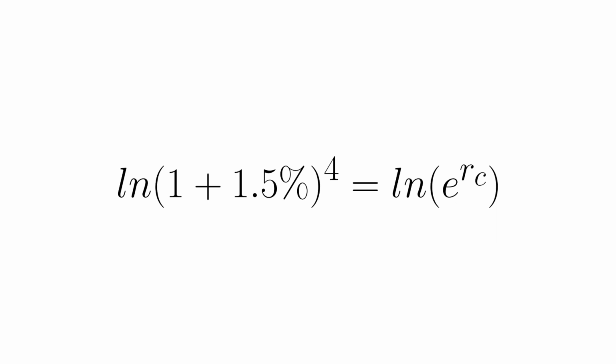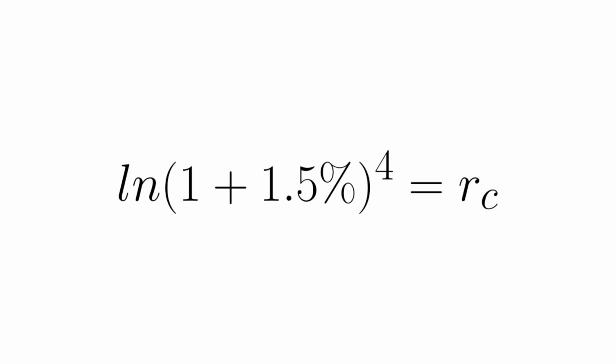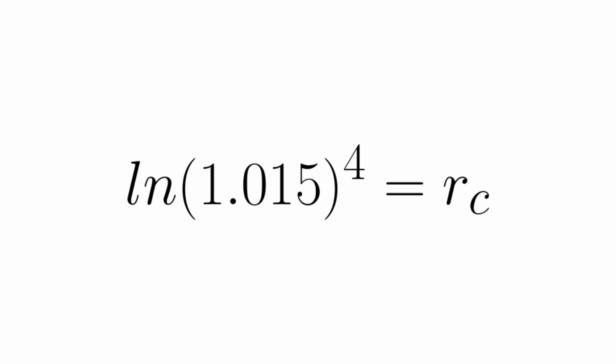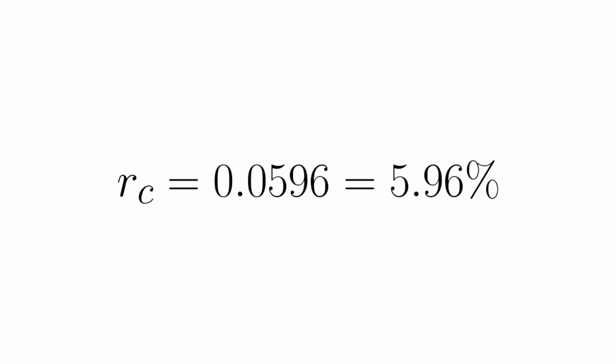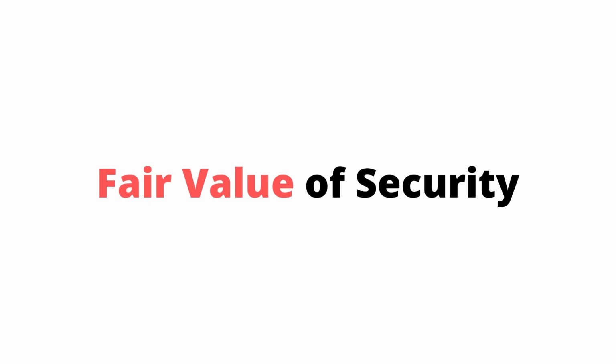On the right-hand side, we have e to the power RC. As you recall, by taking the natural log, we are able to get rid of the e part, the Euler's number part. So let's take the natural log of both sides. On the left-hand side, we will have the natural log of (1 plus RQ) to the power n, and on the right-hand side, we will be left with RC. So we solve for RC, and the value will be 5.95 something percent. That's all we need. Now we can input the value of RC into the continuously compounded formula.